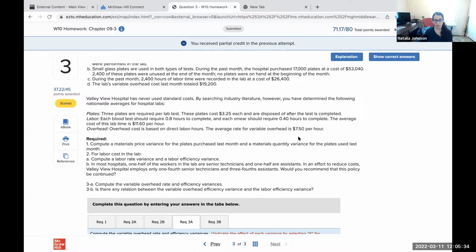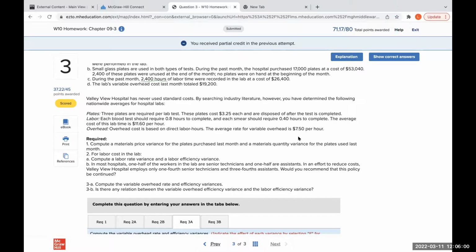So the 2,400 hours is for both variable and labor. So we're going to need that labor time. During the past month, 2,400 hours of labor time were recorded in the lab at a cost of 26,400. That 26,400 is only for direct labor, so let's not worry about that one.